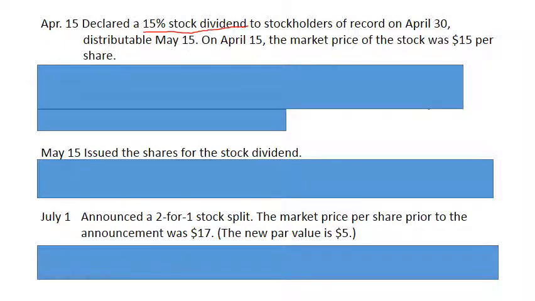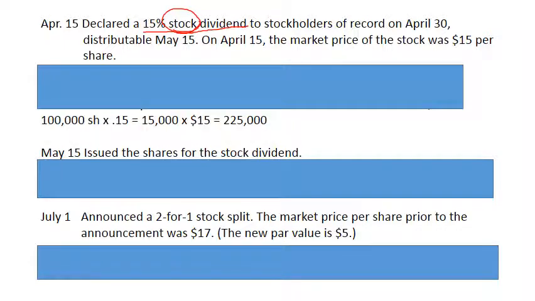That means we're going to distribute stock. So there should be no cash showing up anywhere in this transaction because it's a stock dividend. We're giving them shares of stock. For every share of stock that is existing, they're going to get 15% of a share of stock. To do this calculation, we take the 100,000 shares and multiply it by 15%. So we're going to issue 15,000 shares of stock.